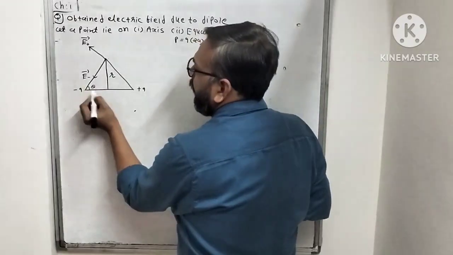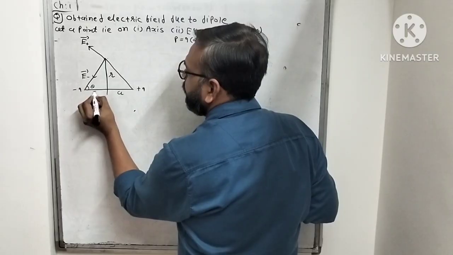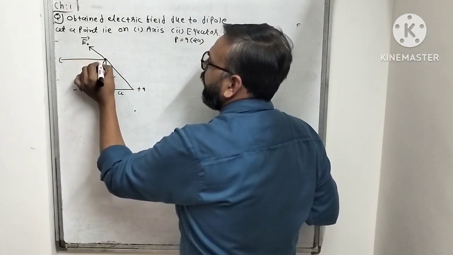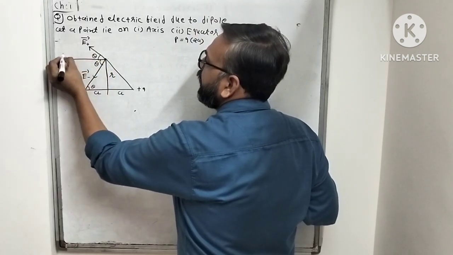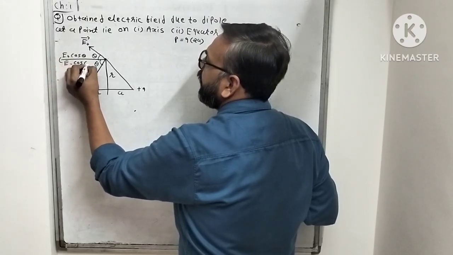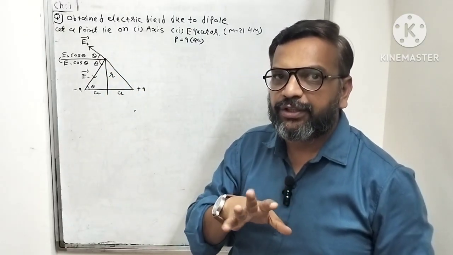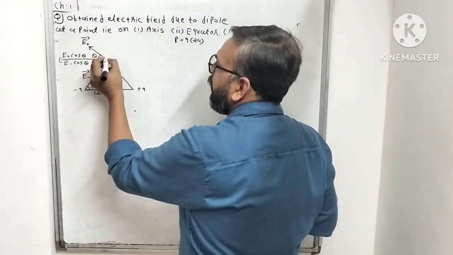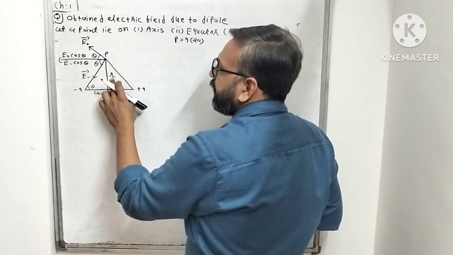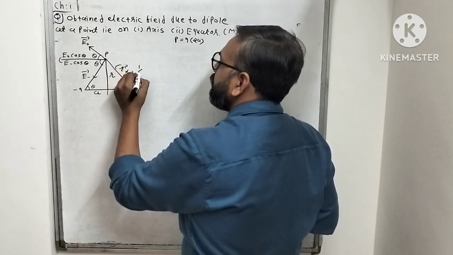Here the angle is theta, and the distance of the midpoint is A. So here we get two components of the electric field: one is E plus cos theta and another is E minus cos theta. The E sin theta components are equal and in opposite directions, so they cancel each other. Now the distance of point P from both charges: here the adjacent side is r and the other is a, so we can write the hypotenuse as (r square plus a square) raised to 1 by 2.